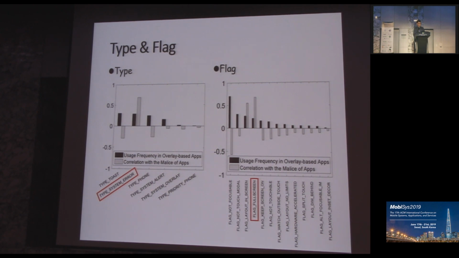And for the feature flag, we study all 31 flags in the Android system. We also depict the statistics of the 30 most frequently used flags in the figures. And we find that 82% of the apps which use flag 4 screen are malicious, and the PCC is as high as 0.68. This is because a flag 4 screen overlay can completely cover the screen, including the status bar, so it can deceive mobile users easily.